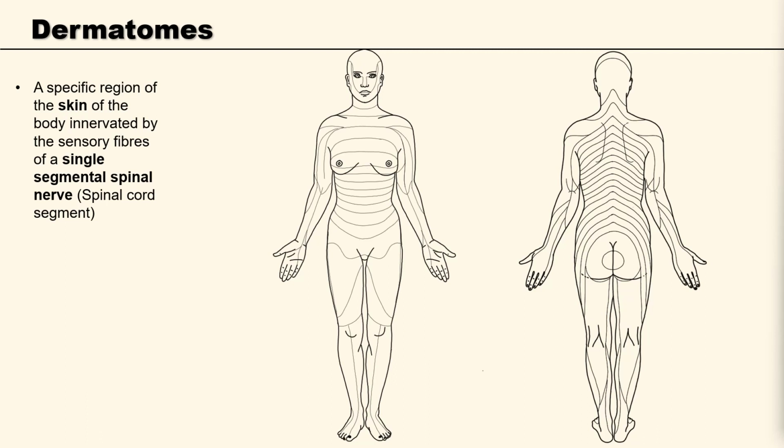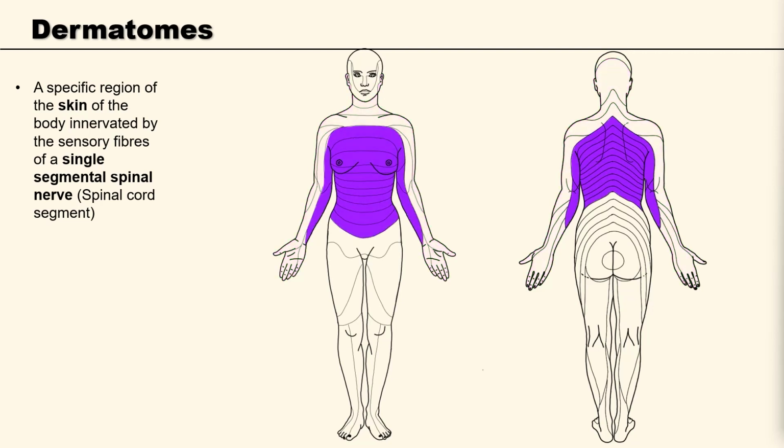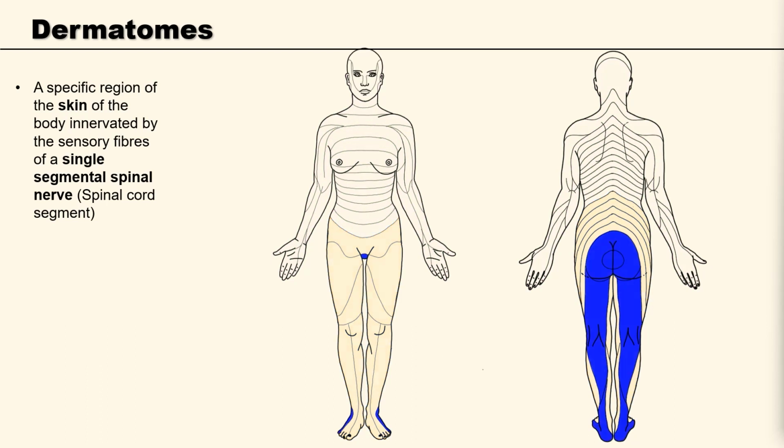Dermatome maps are often coloured and labelled to identify the spinal segmental nerve that is innervating the skin at each region. Here we can see the cervical spinal nerves and the skin of these areas which is innervated by these, followed by the thoracic, the lumbar, and the sacral.